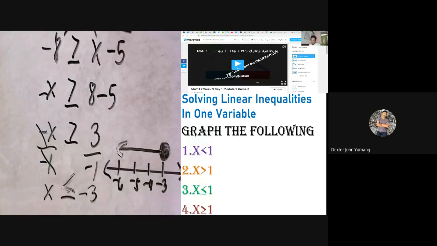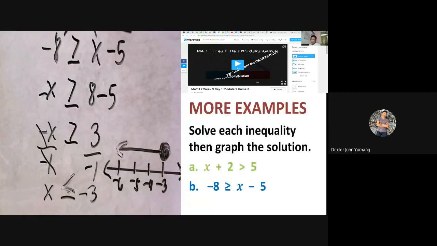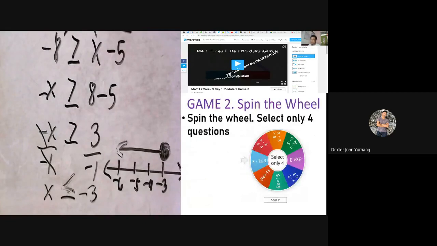So, let's have now our game number 2 or the spin the wheel. In this spin the wheel, you are just going to select only 4 questions out of 8 questions. You are going to solve that one. Kung hindi na kailangan isolve, i-graph diretso. Okay, 4 questions lamang po. 5 points ang correct. Tapos 2 points ang mali. So I'll be sending the link for a while. Just give me 30 seconds.